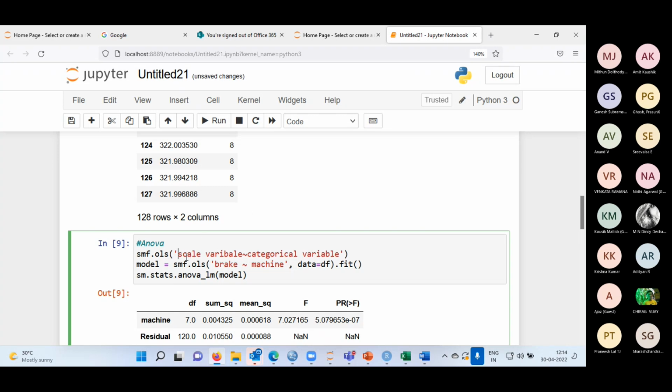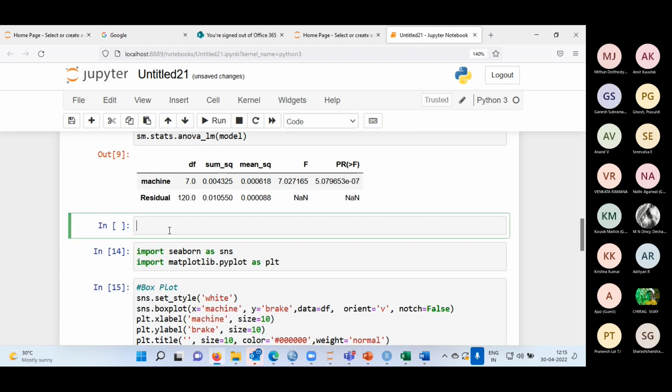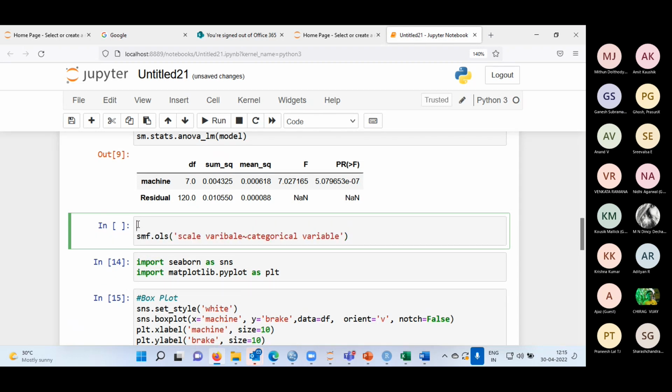For example, you can say amount of money spent, which is a scale variable, broken down by different stores. Stores is the categorical variable. So this would be the general syntax of ANOVA. I'll put this in a different line altogether so that I don't confuse you. I can just call this the general syntax.